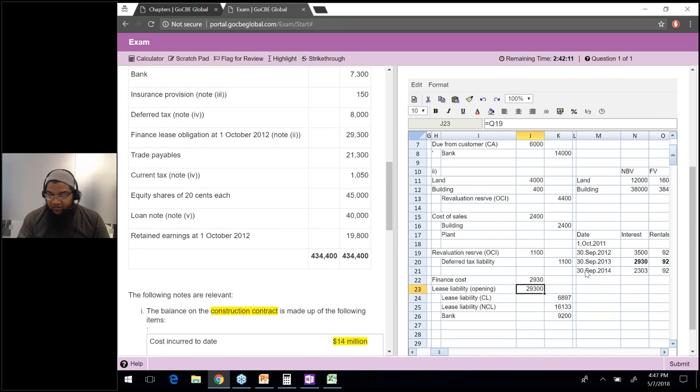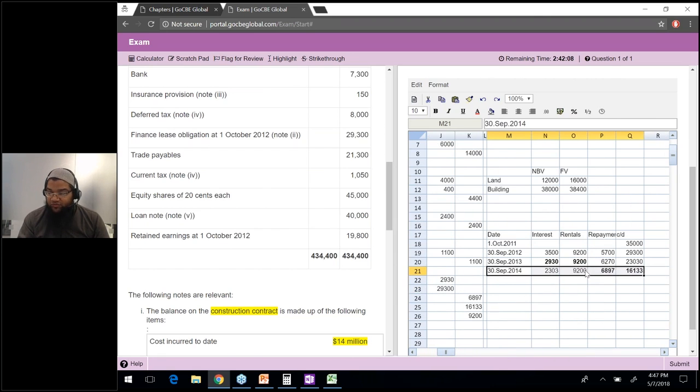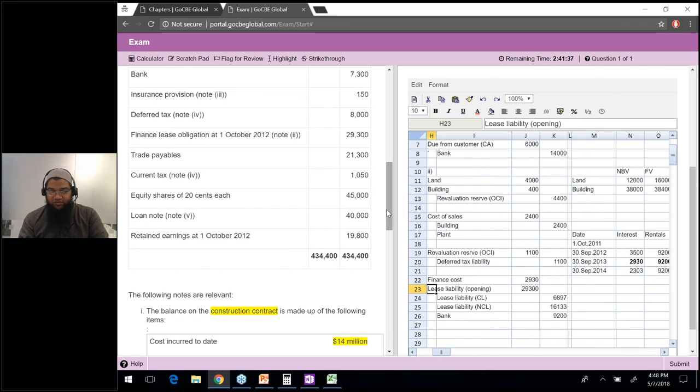There's a question that why I have calculated till 30th September 2014. The reason is that my finance cost is 2930. The rentals that I have paid is 9200, and now my liability is 23060. Out of which 6897 will be paid during the next year. So this should be current liability, and remaining should be the non-current liability. So that is why we need to calculate for one more year. So now we have done the adjustment of lease as well.